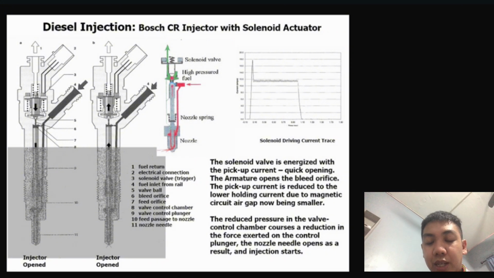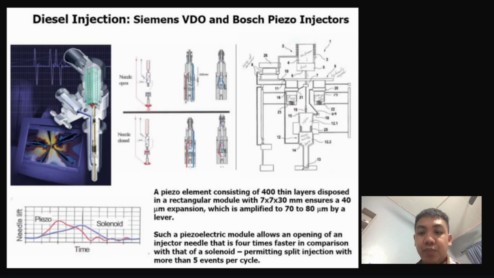This is a Bosch CR injector with solenoid injector, and this is the piezoelectric injector, and we can see that it uses piezoelectric crystal that consists of 400 thin layers disposed in a rectangular module with 7mm, 40 micrometer expansion, supplying 70 to 80 micrometer of lever. It's a very small opening. We can create more precise control of how much fuel needs to shoot out from the injector lah. And it also closes very fast and opens very fast.